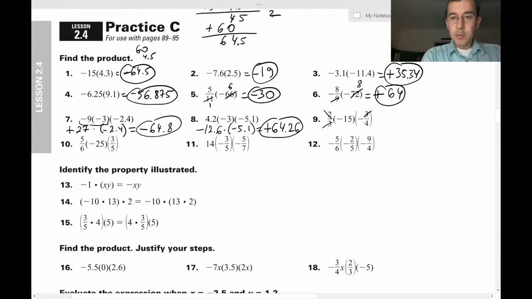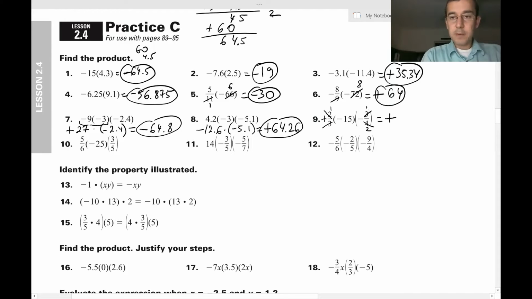Okay. Number 9. Here we can cancel out 3 with 3. 2 can cancel out with 4 by 2. So 2 divided by 2 is 1. 4 divided by 2 is 2. So we end up with, we have positive sign here and negative sign. That's negative. Then negative times negative is positive. So we end up with positive.